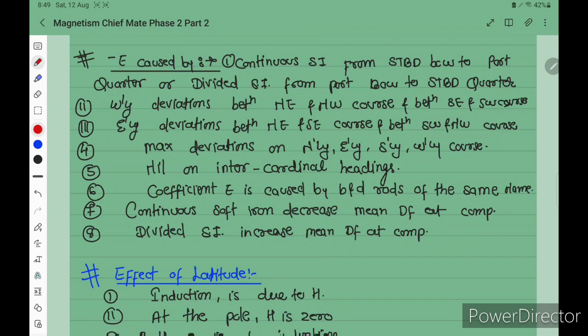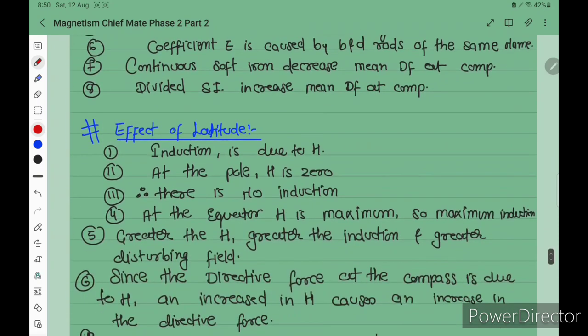deviation between northeasterly and southeasterly course and between southwest and northwest course. Maximum deviation on northerly, easterly, southerly, westerly course. Nil on intercardinal headings. Coefficient E is caused by B and D rods of the same time. Continuous soft iron decreases mean DF at the compass. Divided soft iron increases mean DF at the compass.